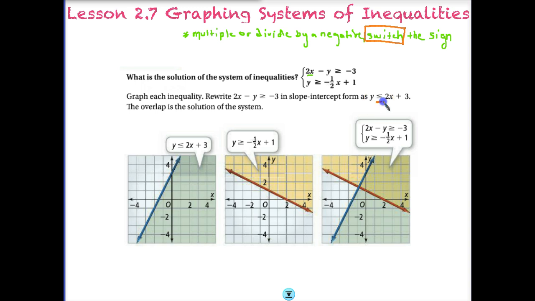If you'll notice, our sign went from greater than or equal to, and now look, it's switched. It's now less than or equal to. So the sign was switched when we multiplied through by that -1. Okay? So first thing first, look at your two inequalities. If you need to switch one to slope-intercept form, that's y equals mx plus b form, go ahead and do that first. Now we have two equations in slope-intercept form.